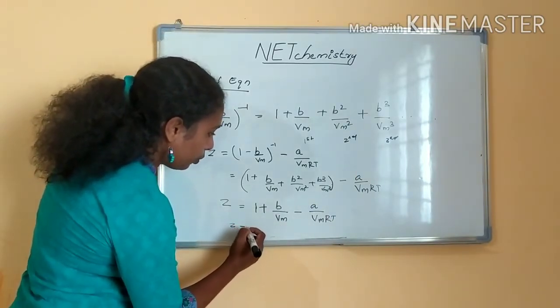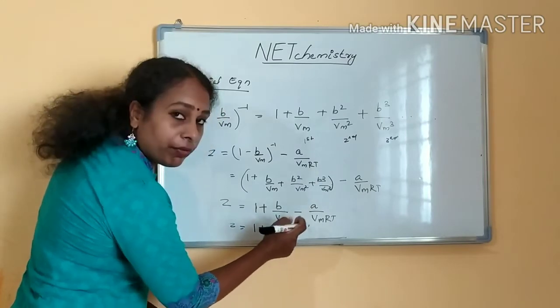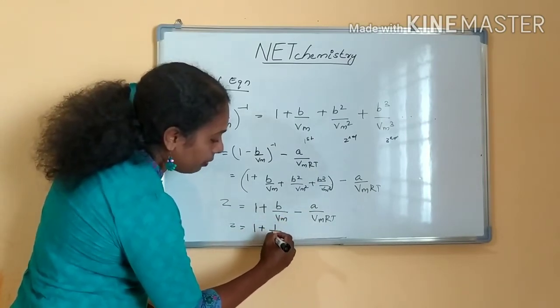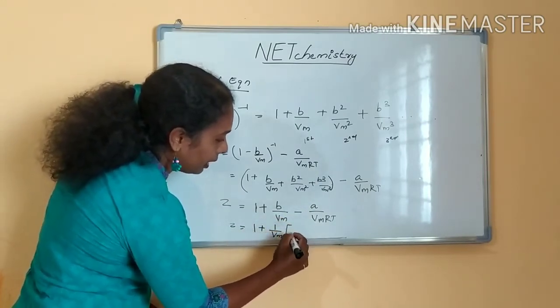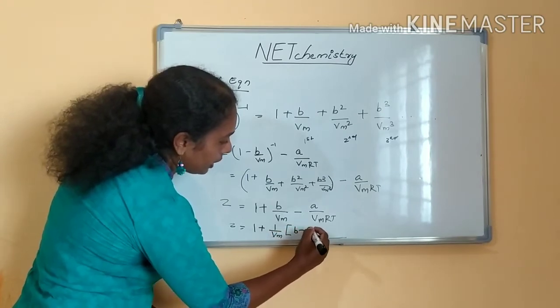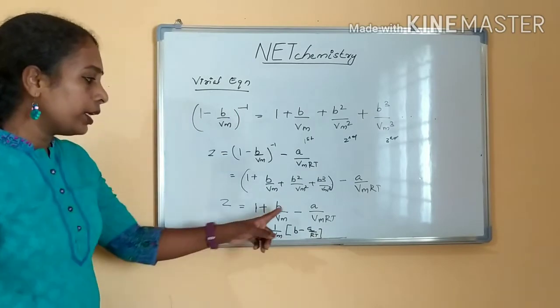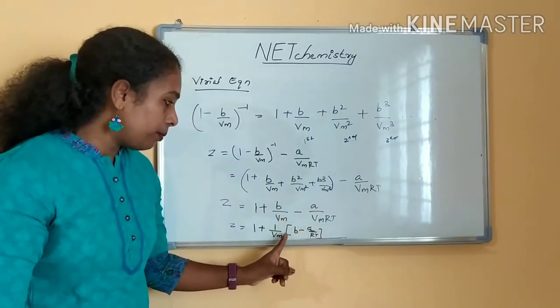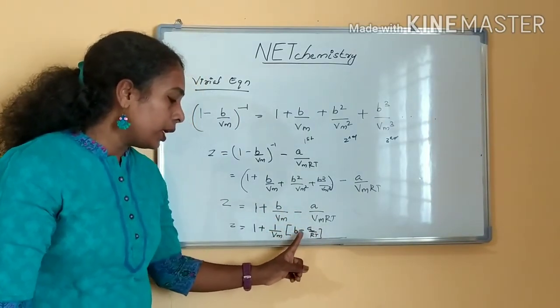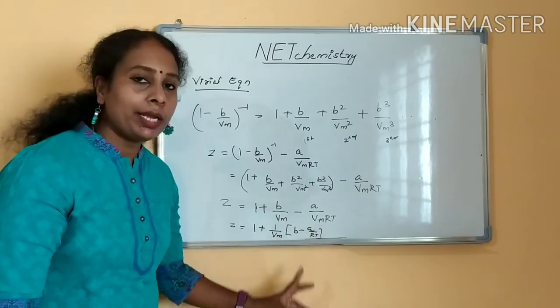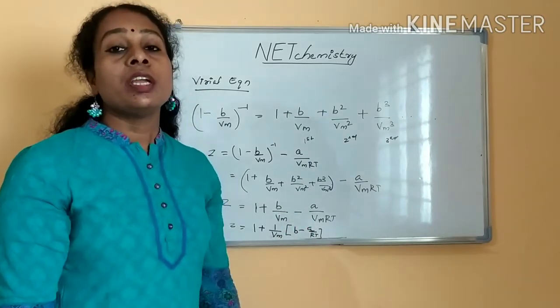Z equal to 1 plus 1 by Vm, we can take out, right? 1 by Vm we have taken out, remaining B minus A by RT. So this is Z equal to 1 plus 1 by Vm into B minus A by RT. Okay, this is the equation, the virial equation.